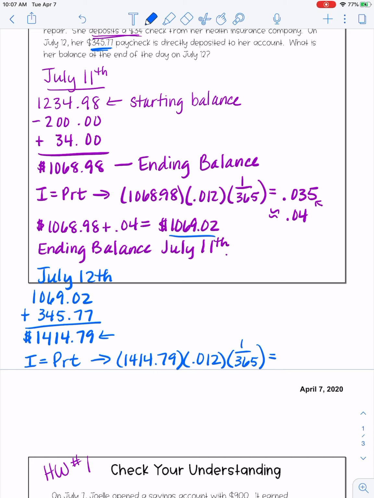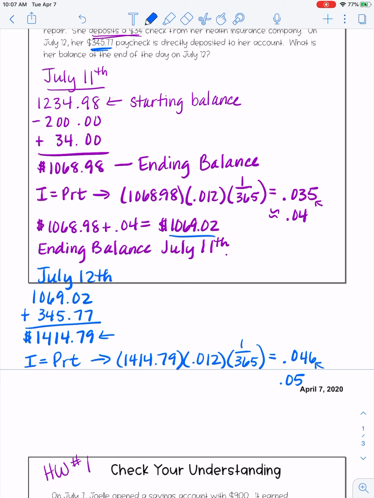1414.79. I'm using all parentheses. I'm typing it in exactly how I have it written, because then I don't have to change that 1 over 365 to a decimal. I can just type it in as 1 divided by 365. So I get 0.046. I have to round that, because this is bigger than 5. I have to round it to 5 cents.